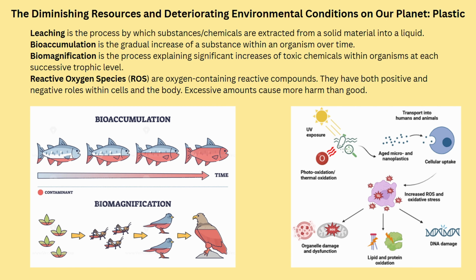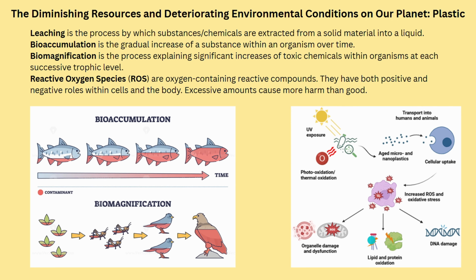ROS are oxygen-containing reactive compounds, and they naturally have both positive and negative roles within the body. However, at excessive levels, or if there's a persistent increase in ROS that can't be remediated, it does more harm than good. Which, by the way, ROS and oxidative stress levels are only going up and up because plastics take hundreds of years to degrade and our society becomes more and more stressful every day. At this increased level, it causes organelle damage and organelle dysfunction.